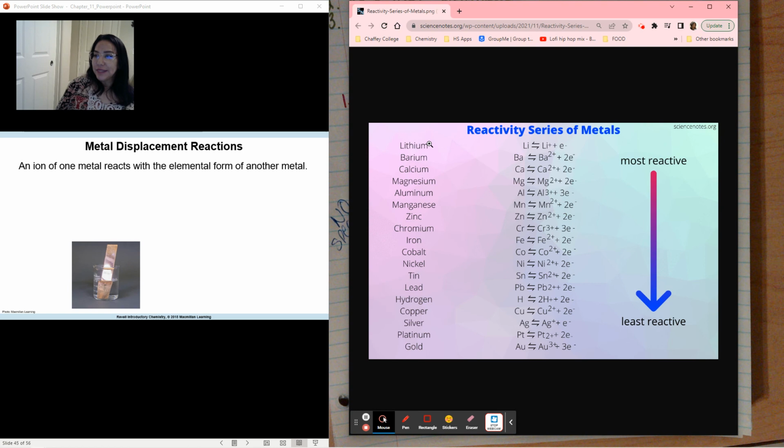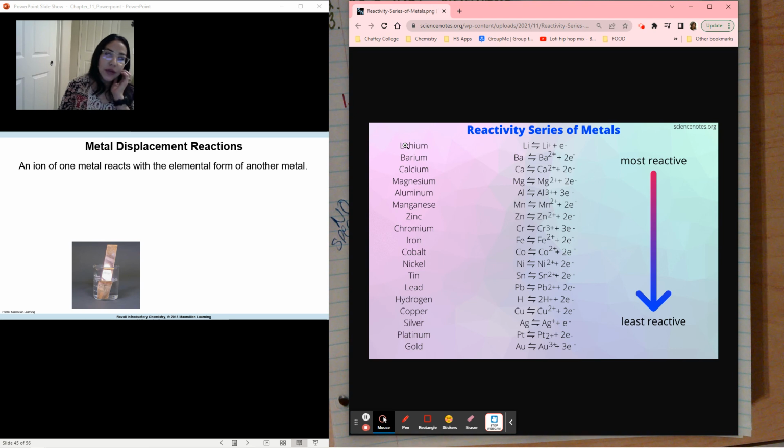With that being said, let's say calcium, right? I throw some calcium metal inside a solution of lithium chloride. Can calcium replace the lithium inside of lithium chloride? No, it cannot, because lithium is lighter than calcium and it's above calcium in the reactivity series.